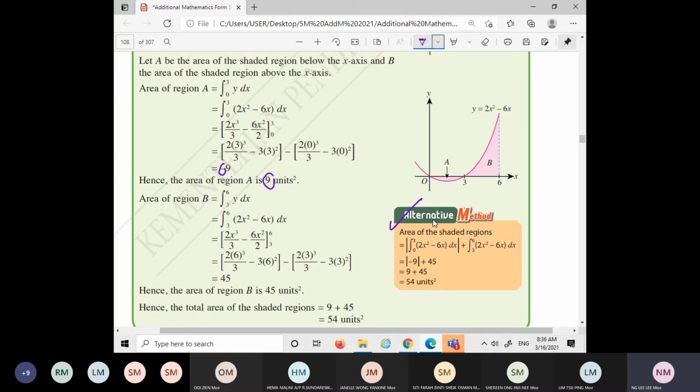Another way of doing it, you can do it in one shot, but put a modulus on it, because you already know the sign of this integral: the region is below the x-axis, so you know for sure it will come out negative. So you put a modulus on it, then it will change to positive, and you get the same answer. So remember, for these questions you cannot do it this way: 0 to 6 cannot be done in one shot, cannot. So maybe you want to write some notes for it.